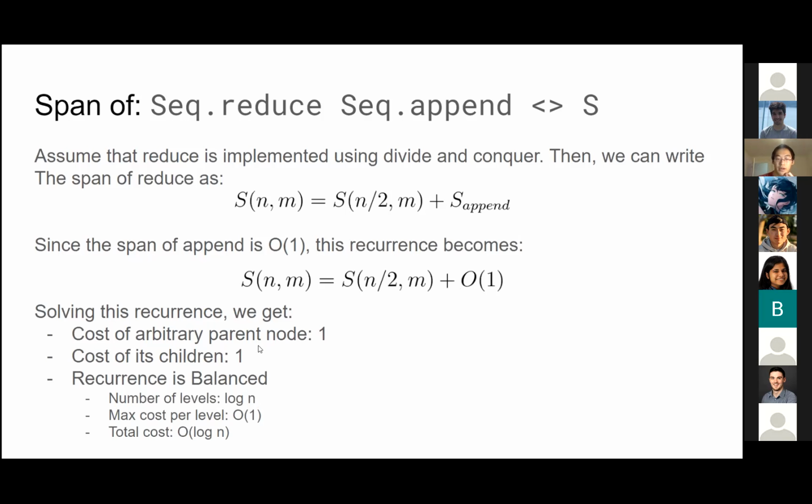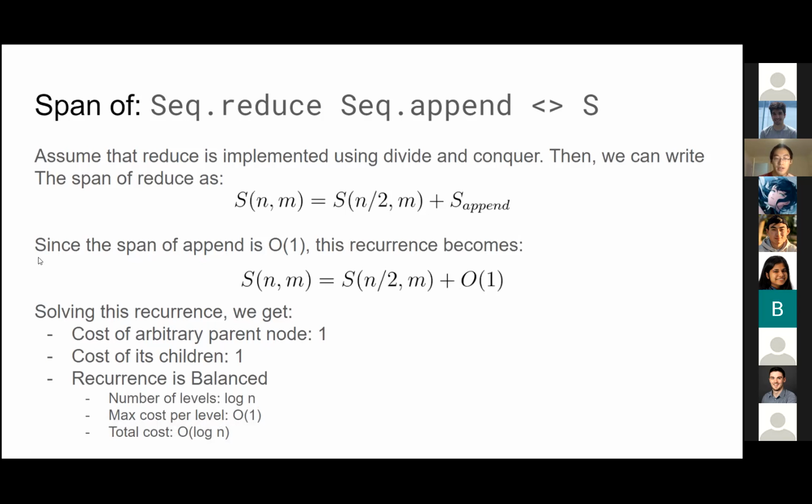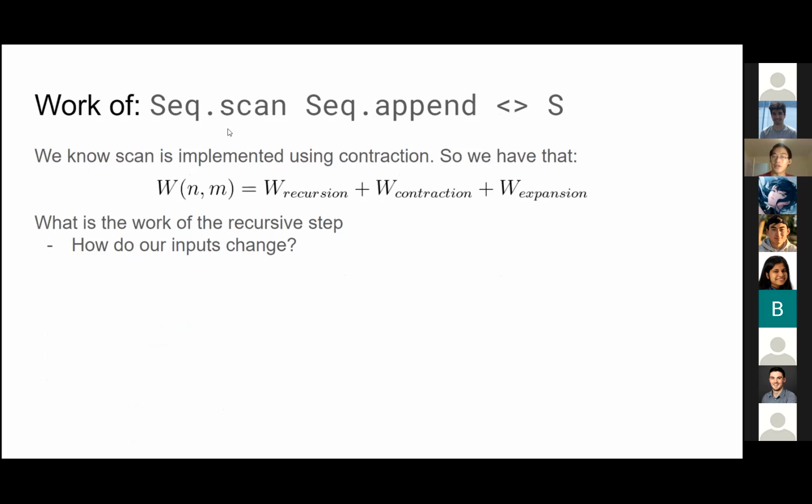If we use the brick method again on this recurrence, I'm not going to go super in depth, but it ends up being balanced. And the number of levels is log n, so the total cost is also O of log n. By the way, since the span of append is constant, the costs that we find using this analysis should be the same as the library costs for reduce using a constant span function. For iterate, I think we got O of n, which is what we wanted, for a constant span function. For reduce, we got log n here, which is also the same as the library cost for a constant span function. And then we'll see for scan.